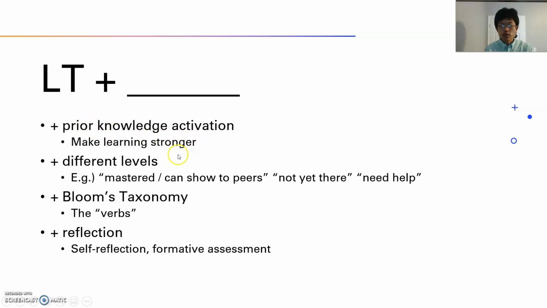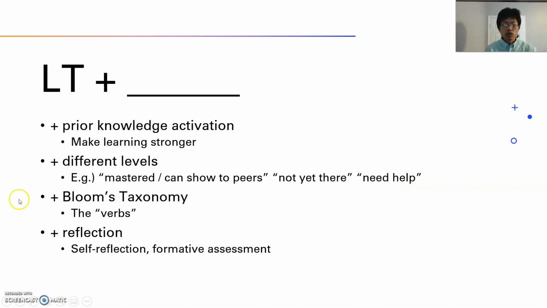and make a connection, and then make the learning stronger. You can make the learning target into different levels instead of just I can or I cannot. You can do: I've mastered it, I can do it, I can show it to peers, I can explain it to others. The other level might be: I'm not there yet, I'm on track, I think. And the third level could be: I need help, I'm lost. Things like that.